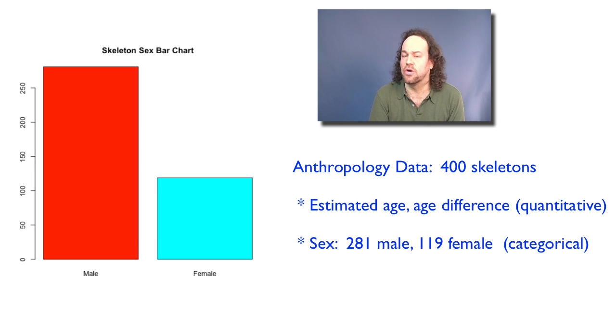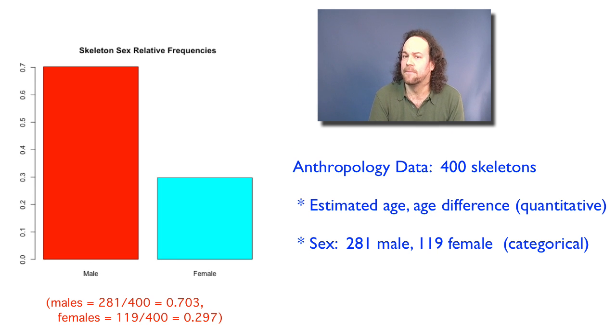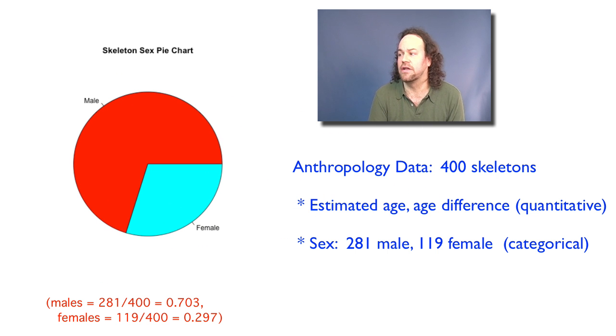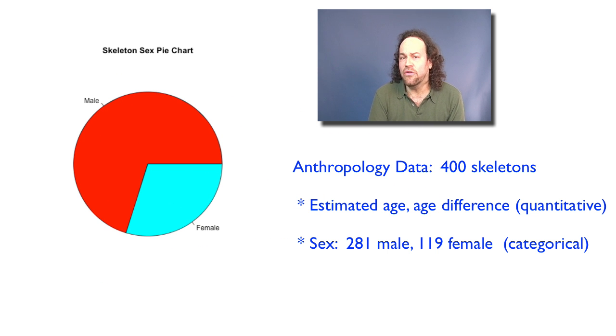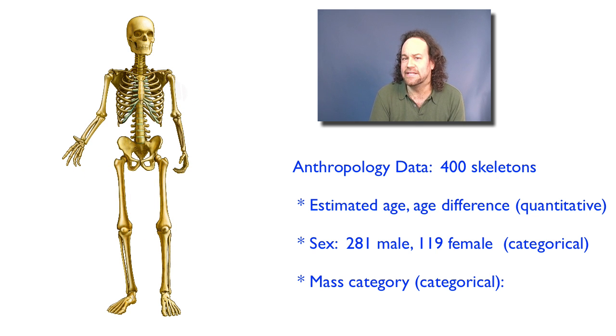And here's a bar chart showing the sex of those 400 skeletons. If we want, we can also show the relative frequencies. Or if we prefer, we can make it into a pie chart. Another example of a categorical variable for these skeletons would be the mass category. That is, each of these skeletons, the people at the time of death, were categorized as being of normal weight, or underweight, or overweight, or obese.